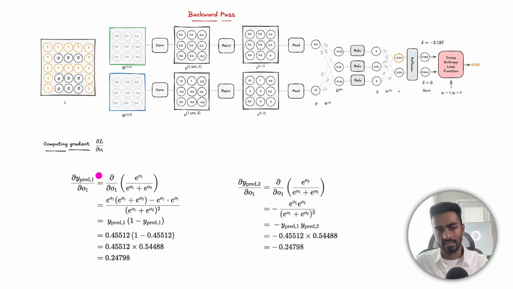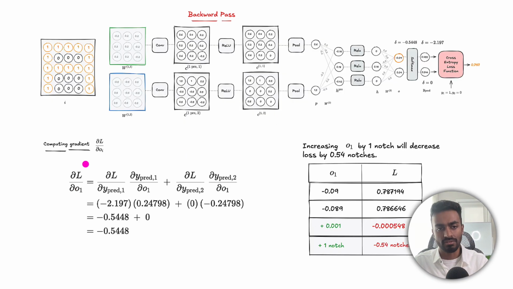And so we can see that this value just becomes 0.25. And if we were to compute how this affects the second neuron, it's also going to be negative 0.25. That means that if you nudge this neuron by 1 notch, it's going to increase this by a quarter notch and decrease this by a quarter notch. That's the interpretation.